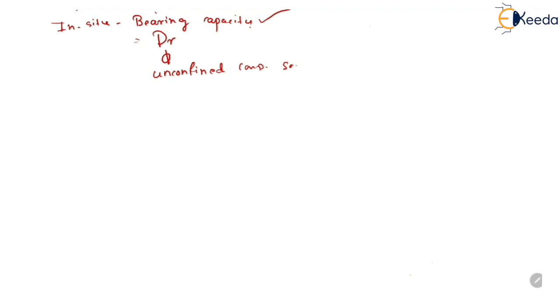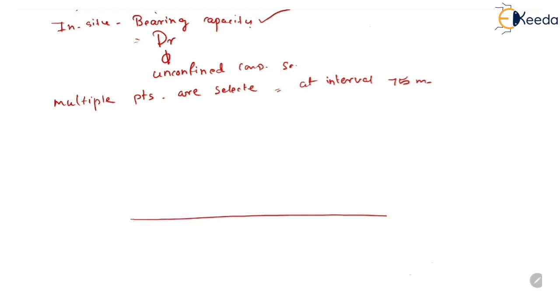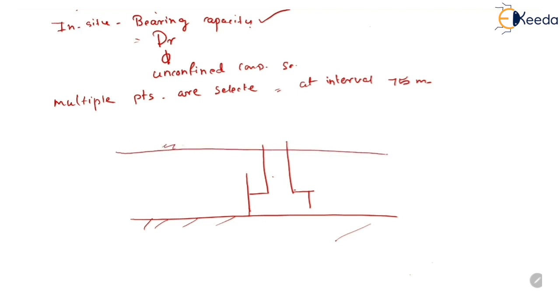So for conducting this standard penetration test, multiple points are selected at interval of 75 mm, and then this test is performed at the base level of the footing. So we can say that we are concerned about the bearing capacity of the soil which is present at the base level of the footing, and we are not concerned about the strength of the soil at the ground level.